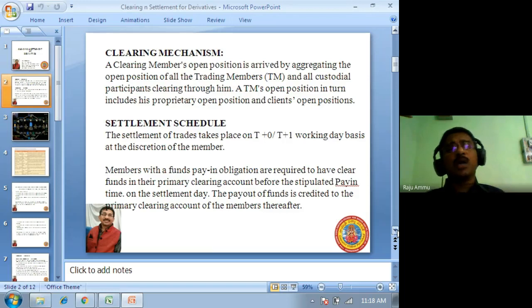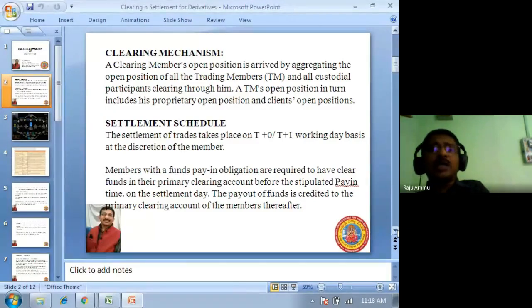Now, in the clearing mechanism, a clearing member's open position is arrived at by aggregating the open positions of all the trading members and all custodial participants clearing through him. A trading member's open position, in turn, includes his proprietary open position and clients' open positions also.